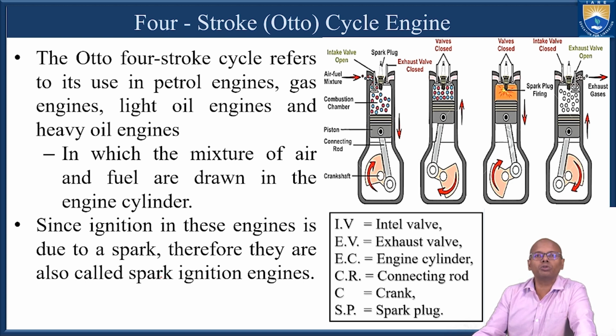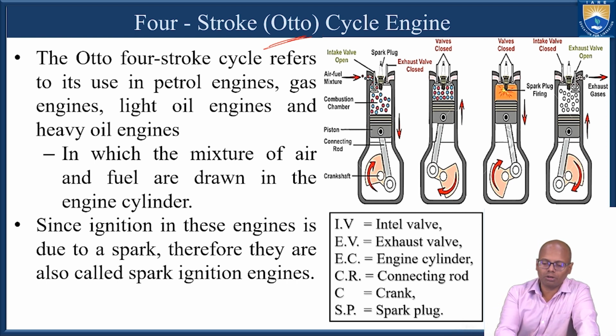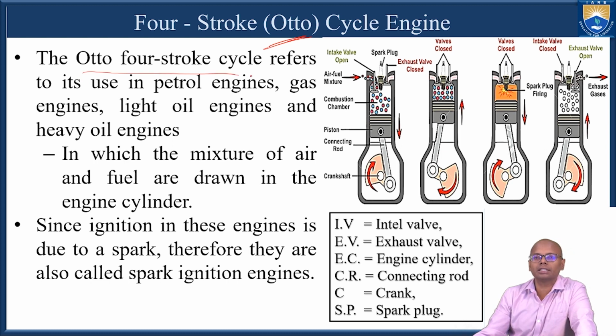So we have 2 types of IC engines. One is the auto engine, the other one is the diesel engine. The auto engine, or the petrol engine or the gas engine. So the auto 4-stroke cycle engines are the engines in which we use petrol or gas or other light oil.